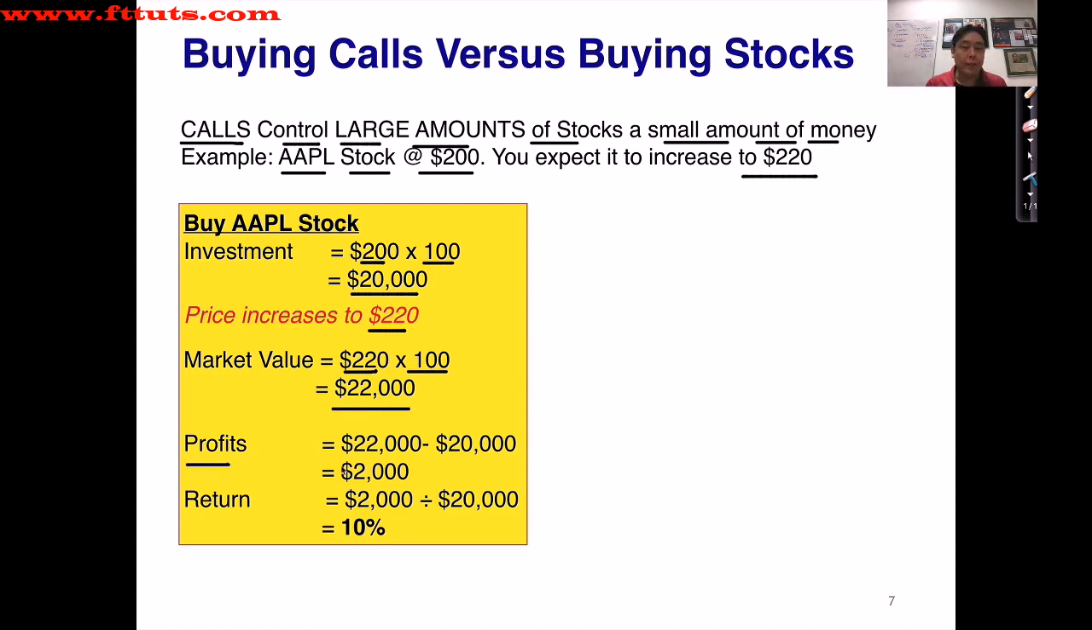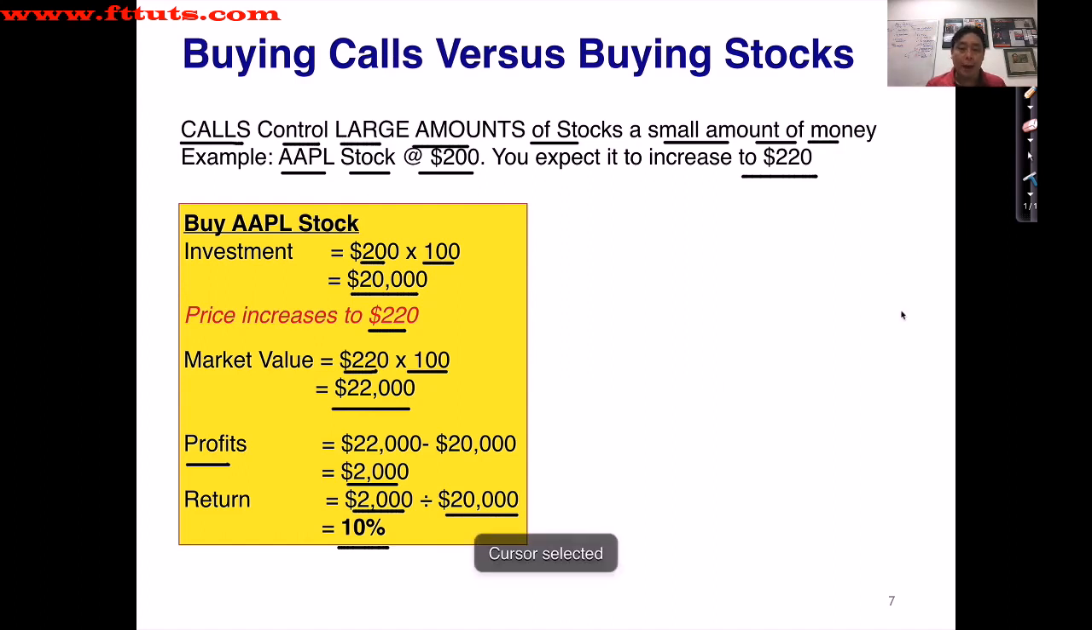Your profit is $2,000. Got it? Okay. Now, to make the profit of $2,000, you had to invest $20,000. So what is your actual return on investment, your ROI? It's $2,000 divided by 20 grand. Your return on investment is 10%. So that's what happens when you buy the underlying stock.